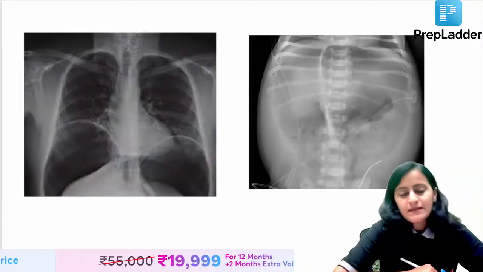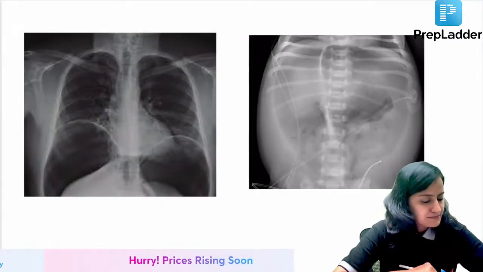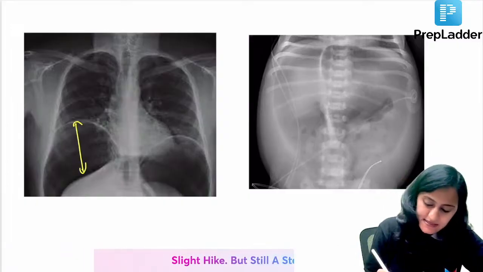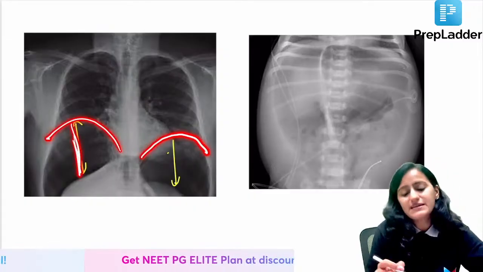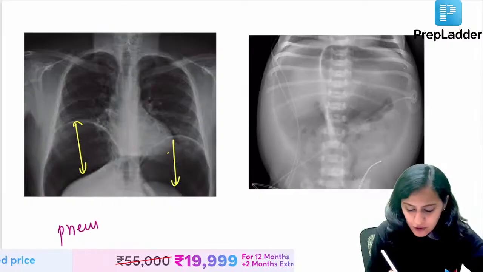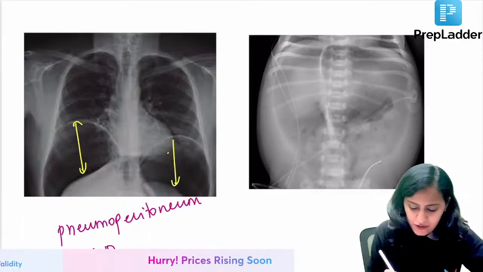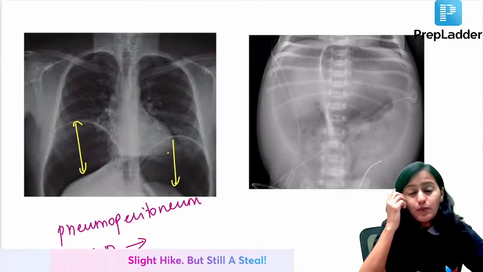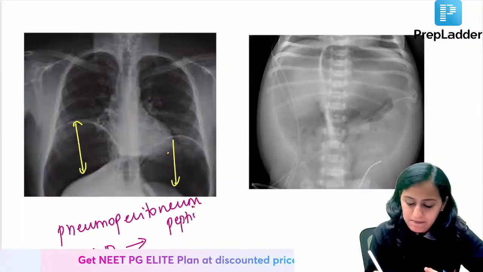Coming to the next one, what emergency is shown here? Very important image. What is this? This white line that you are seeing here is the diaphragm. This is significant air beneath the diaphragm, air under diaphragm. This is pneumoperitoneum. What history is generally given? History of a patient who has had peptic ulcer.